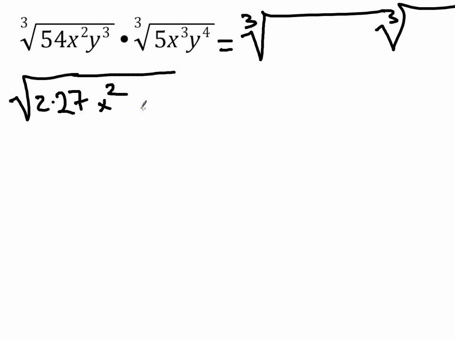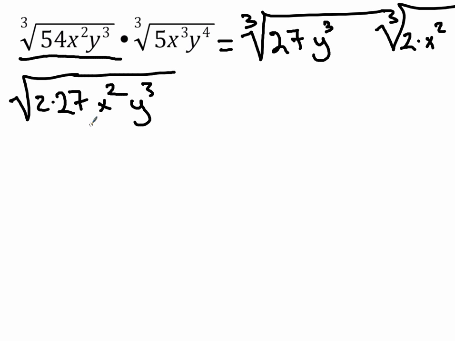X squared is not a perfect cube. Y cubed is a perfect cube. So I'm going to put the 27 here, and I'll put the 2 over here. And I'm going to put the x squared over here also. So I'm kind of breaking up this first term, and then I'm going to put y cubed over here. So now I've broken up just this first expression right here, and I've put the 27 here and the y cubed here, and then I put 2x squared over there.